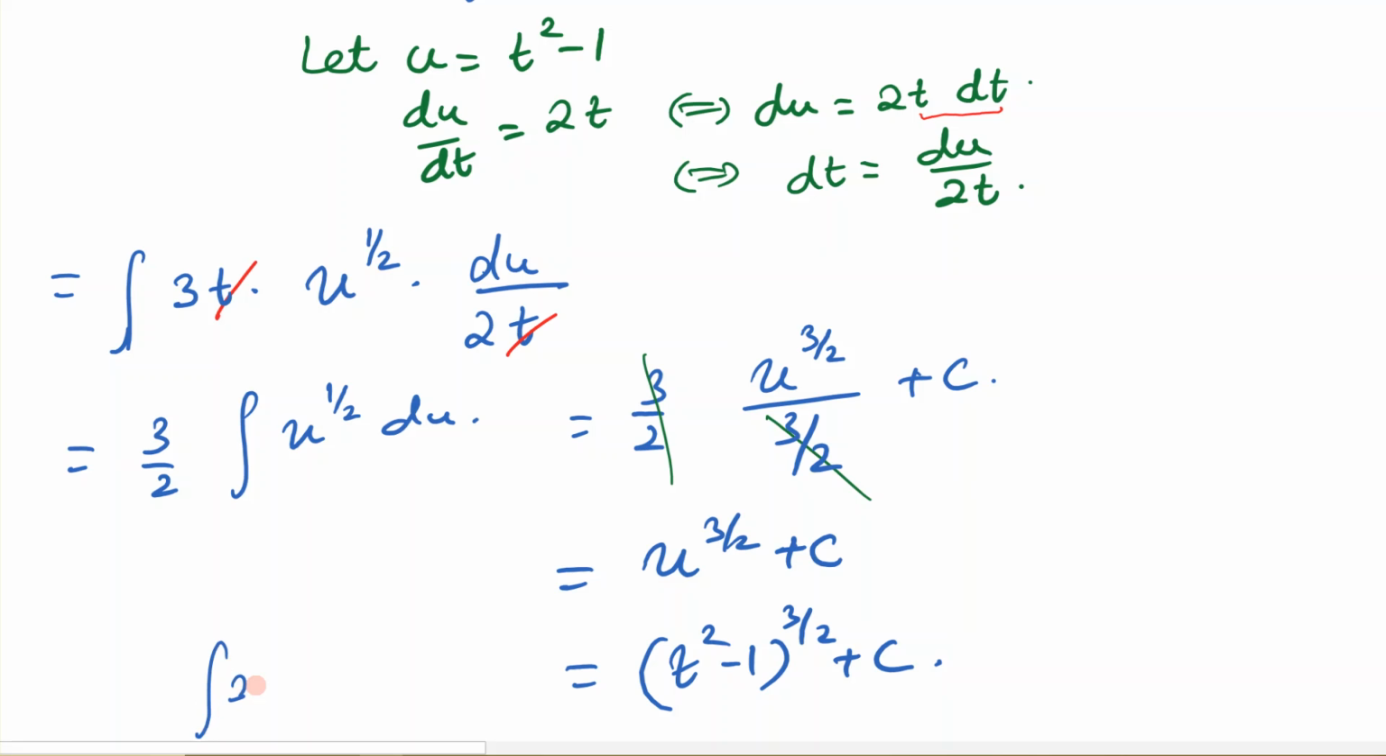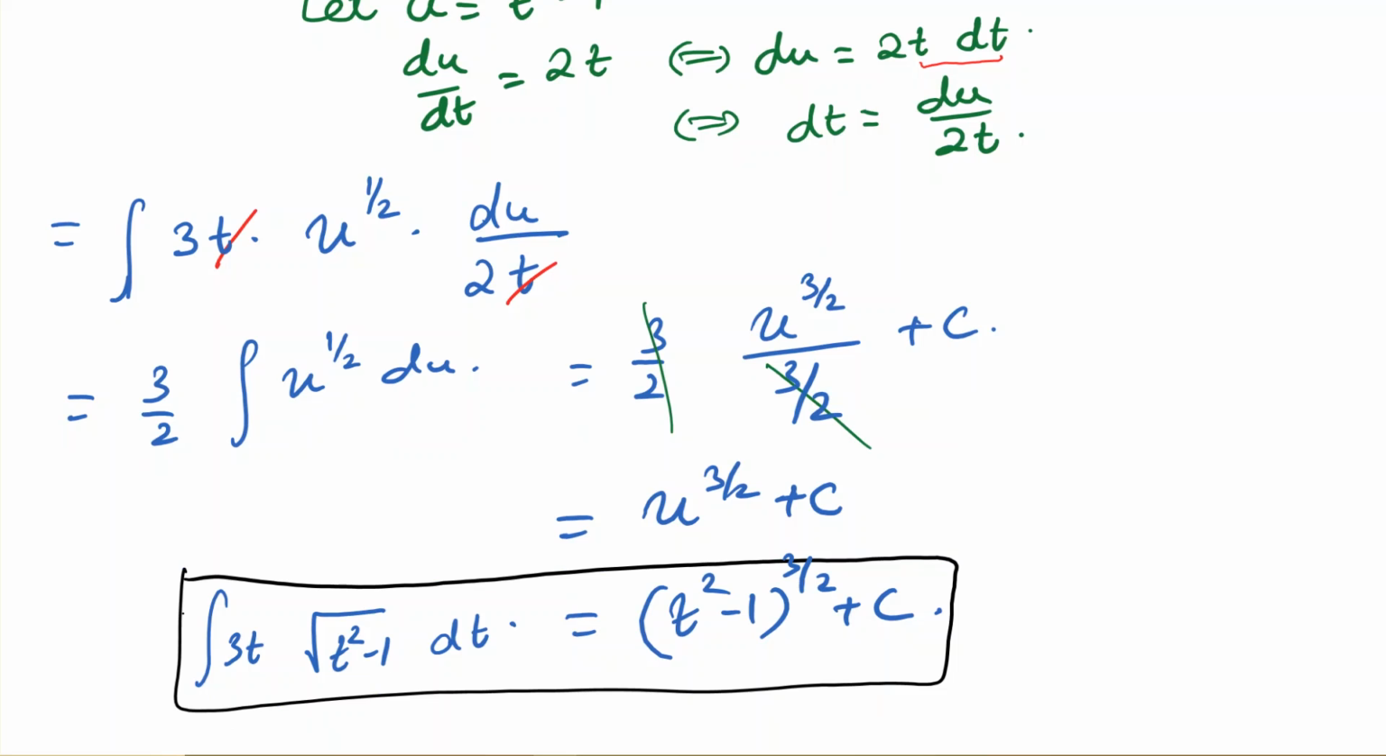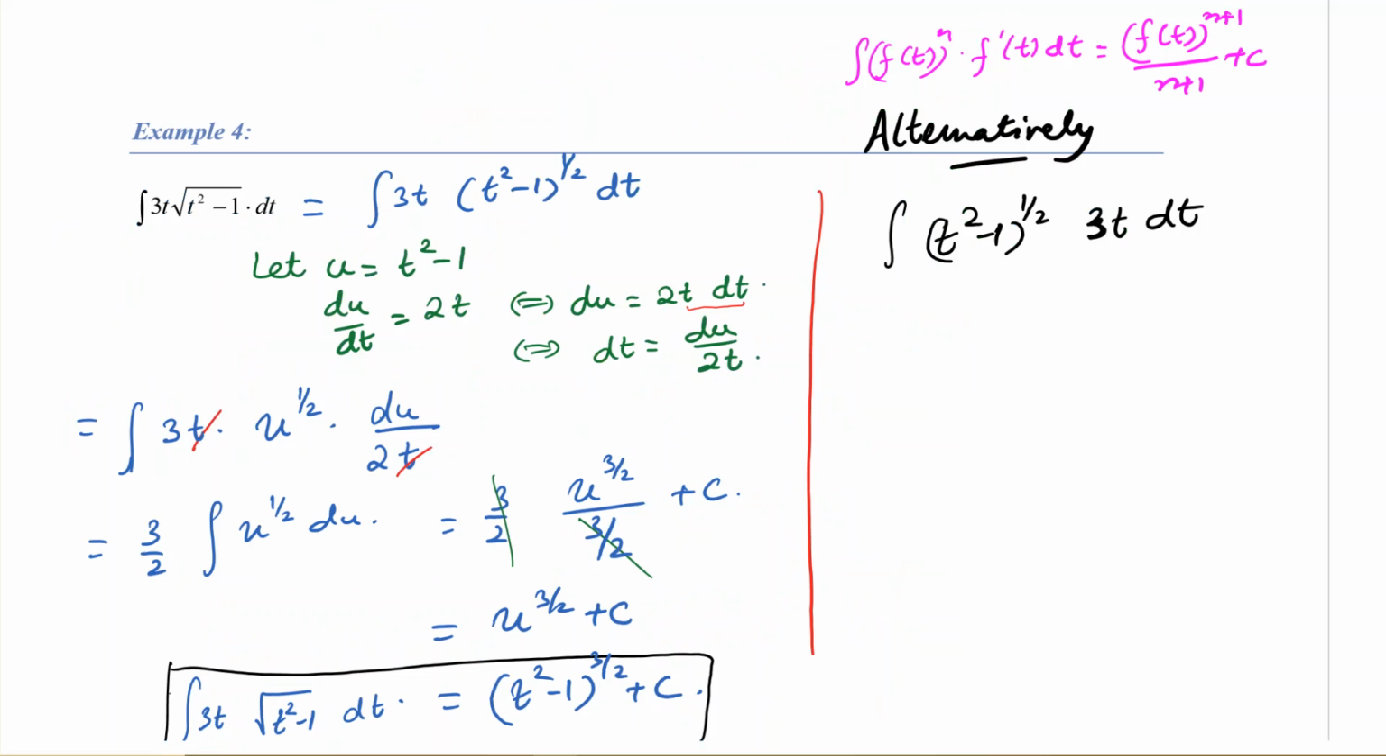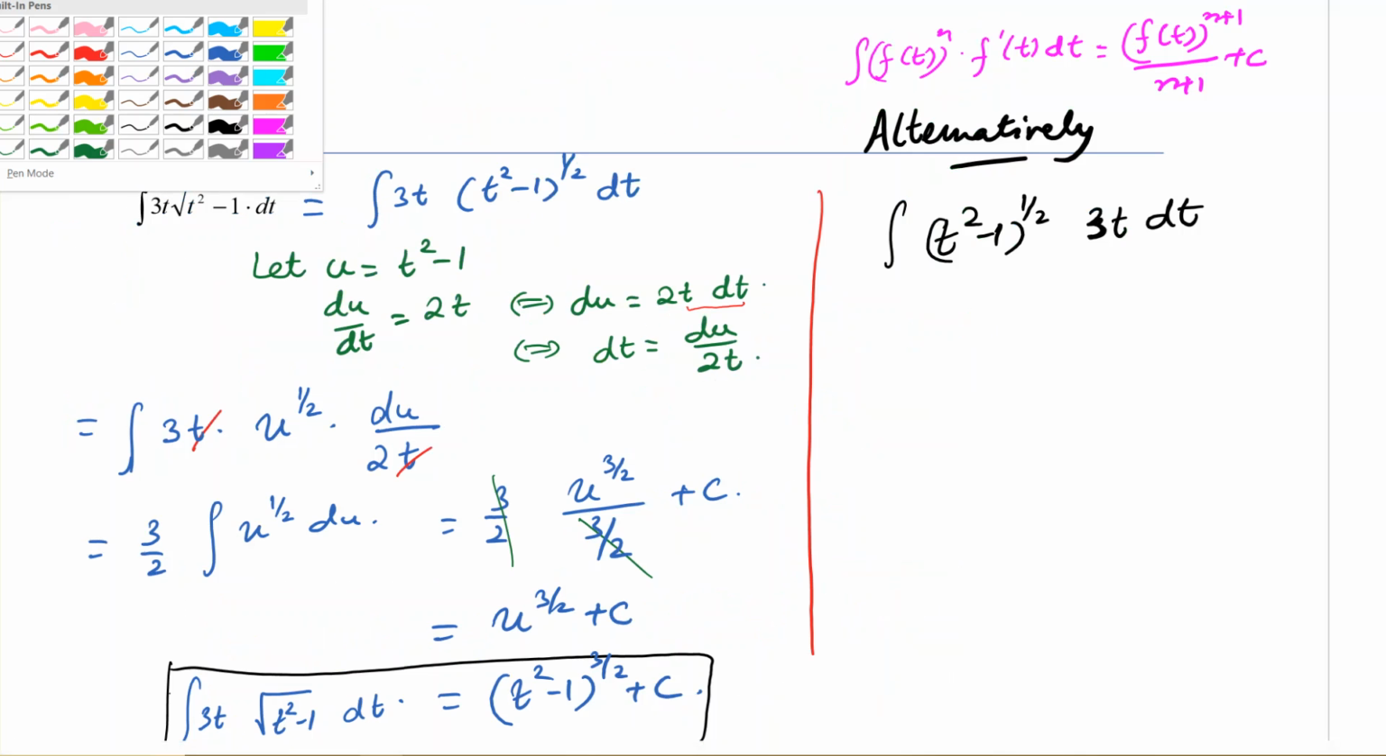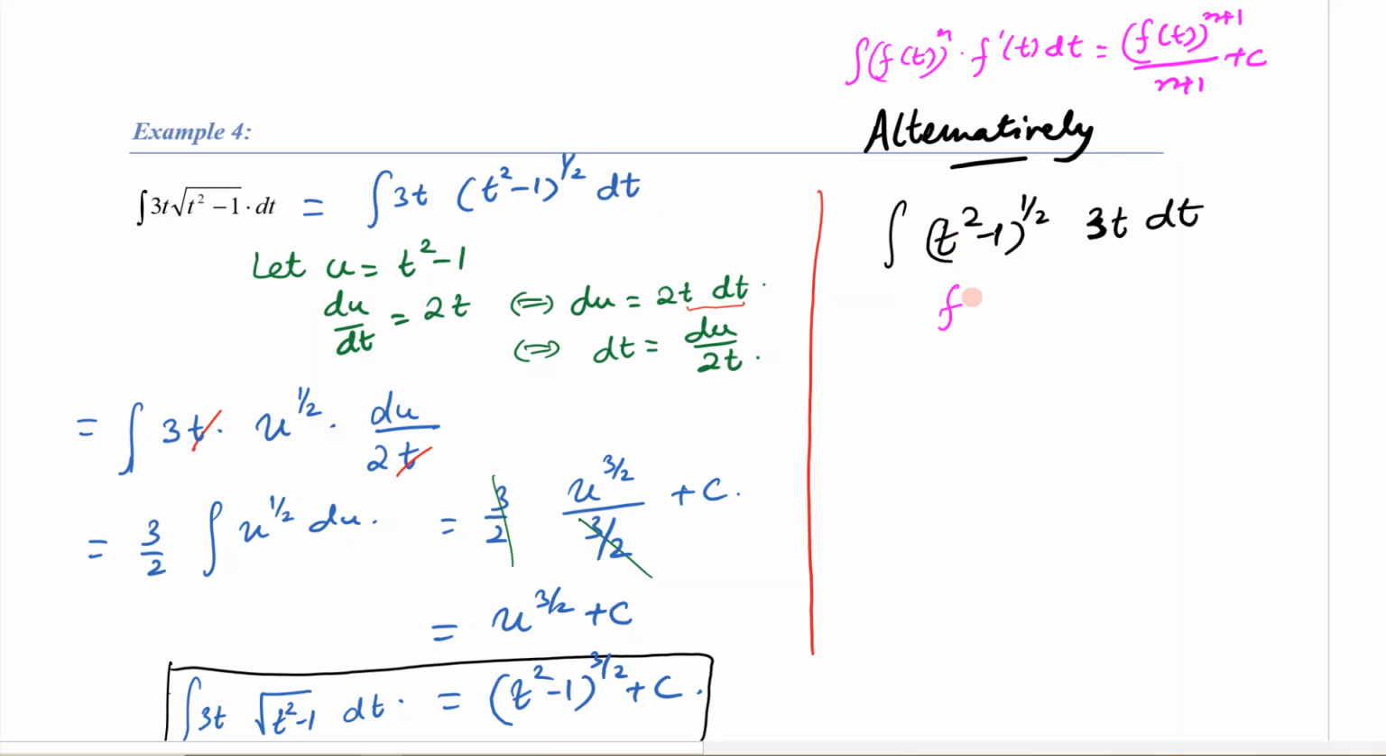So the integral of 3t square root of t squared minus 1 dt. So this is our u-substitution method. Alternatively, if you want to do it in a shortcut method, you can notice that here we have a function which has a square root term, so the function raised to power half. And also, if you take the differential, that's going to be 2t. So we can make it 2t here. So we can bring the 3 outside, and you can multiply by a 2 and divide by a 2. So now you have this form.